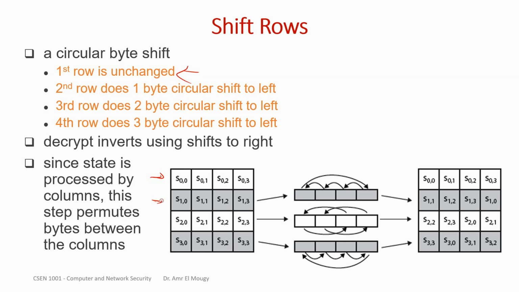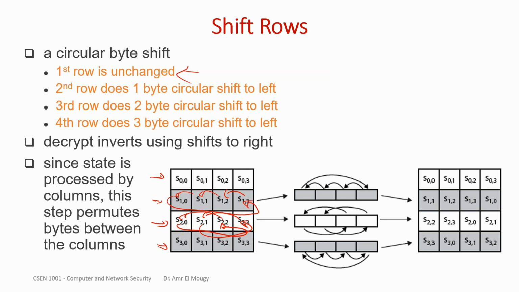The second row, you do a circular shift by one position. That means you shift the bytes by one position to the left, and the one that is leftmost gets shifted to the rightmost position. The third row is shifted also circularly to the left, but by two positions. So S23 goes here, this goes here, this actually goes here, and this goes there. Okay. The last row is also circularly shifted by three positions.